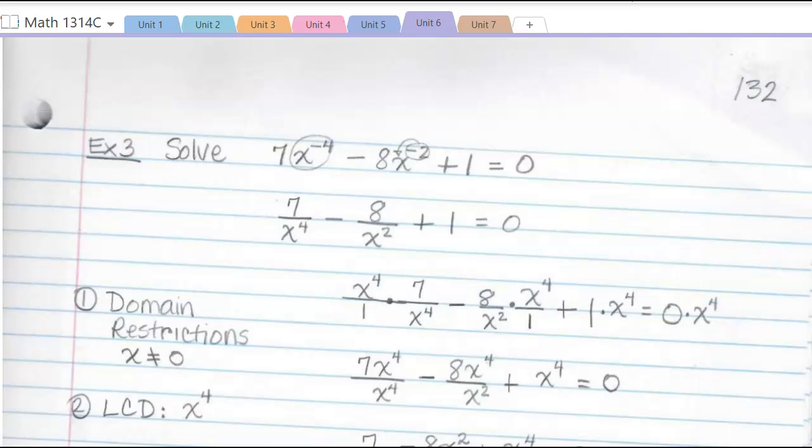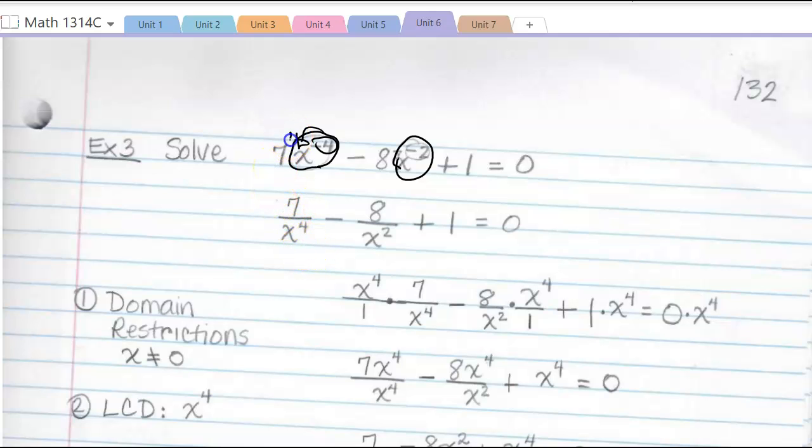So the very first thing I'm going to do is rewrite these negative exponents. When we do that, we're going to have 7 over x to the 4th power. Remember that the negative 4 is only affecting the x. That's the reason why the x to the 4th power is in the denominator. The 7 still has a positive exponent, so it still stays on top.